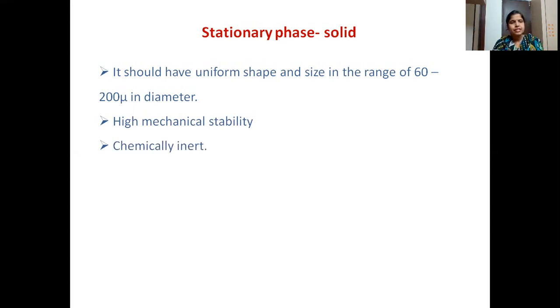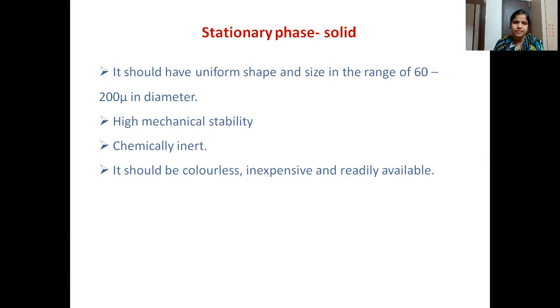Then it should be chemically inert. That means it should not interact chemically with either the sample or the mobile phase. It should be colorless, inexpensive, and readily available. If it is colorless, then only can we visualize the separation of the components. And it should be inexpensive, that means of lesser cost, so that we can use it multiple times. And it should be readily available in the market.